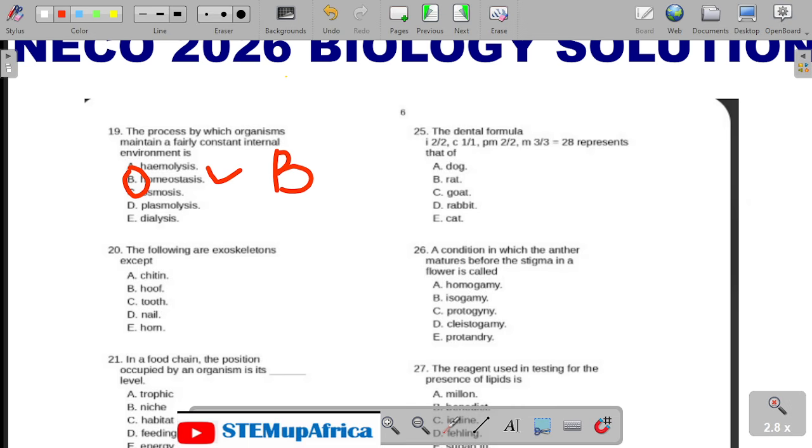Number 20. The following are exoskeleton organisms. You know exoskeleton is where they have their skeleton outside, such as the snail. Those are exoskeleton. So the answer to this is the tooth, except the tooth, which is option C.